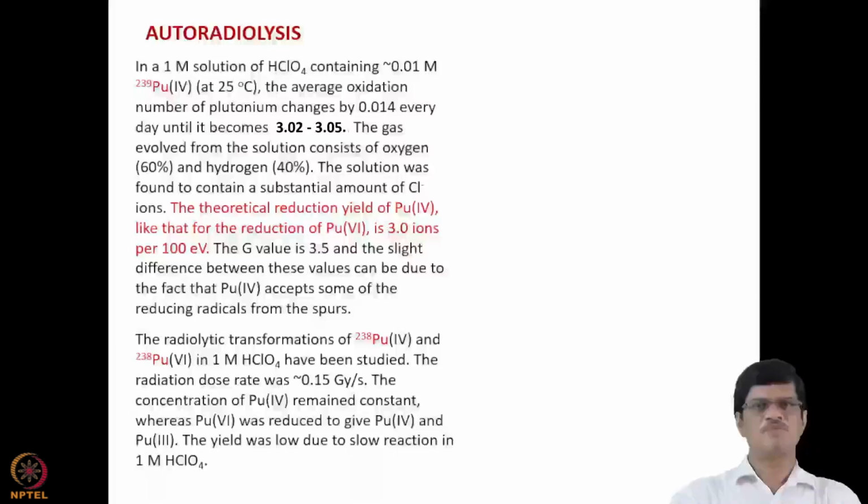The radiolytic transformations of 238 plutonium, which is giving significantly more alpha particles, again in the +4 oxidation state and in the +6 oxidation state, was studied in 1 molar perchloric acid, and the radiation dose was around 0.15 gray per second. The concentration of plutonium 4 remained constant in this case, whereas that of plutonium 6 was reduced to give plutonium 4 and plutonium 3. The yield in this case was low due to the slow reaction in 1 molar perchloric acid.